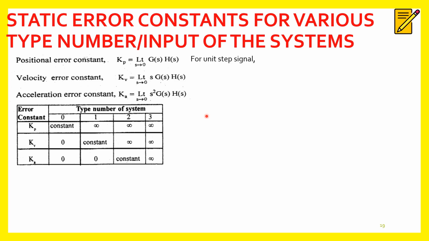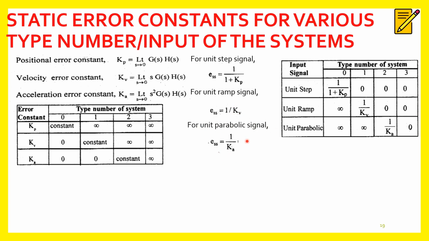What is the formula of steady state error? For unit step signal, the steady state error ESS is 1 divided by 1 plus Kp. For unit ramp signal, ESS is 1 divided by Kv. For unit parabolic signal, ESS is 1 by Ka. Similarly, when substituting the value of Kp by referring to the first table in the formula, we get the error like this. So we can conclude that when the type of the system increases, the error decreases.